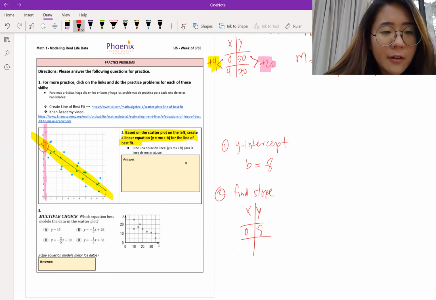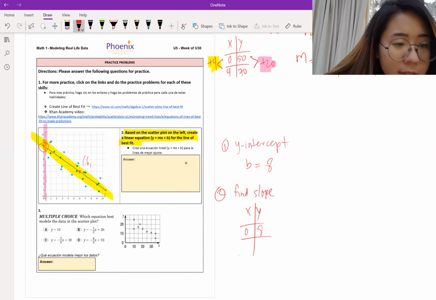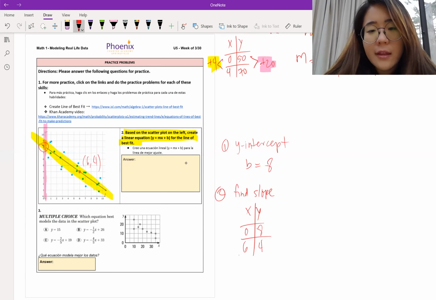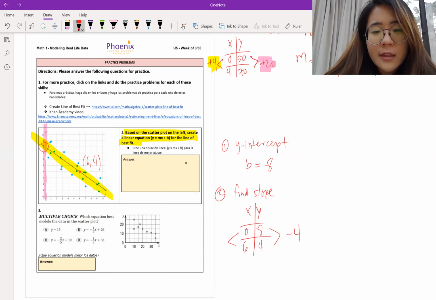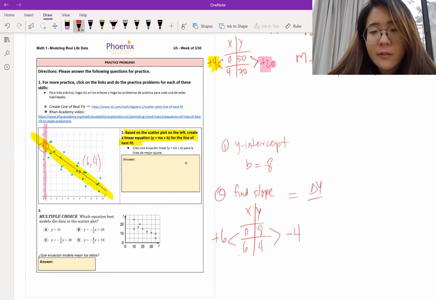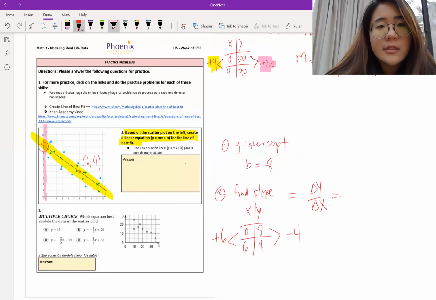Luckily for this graph, I have a point here. That is going to be 6. What is that? 4. Okay, I'm going to write that down. I'm going to find the change. This is -4, and that's +6. Make sure you got your signs correct, because it's going to make a difference. And I know that my slope is going to be change of y over change of x.